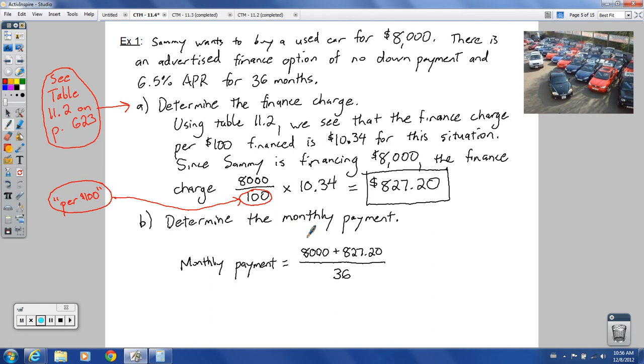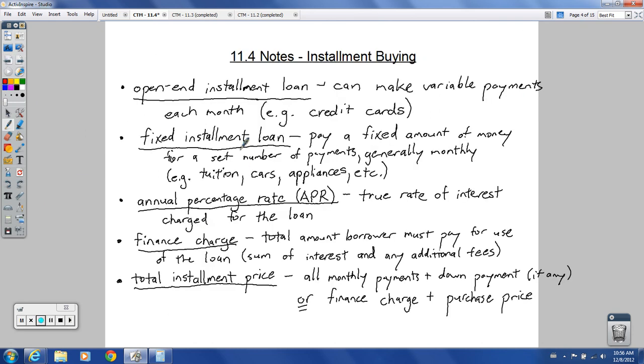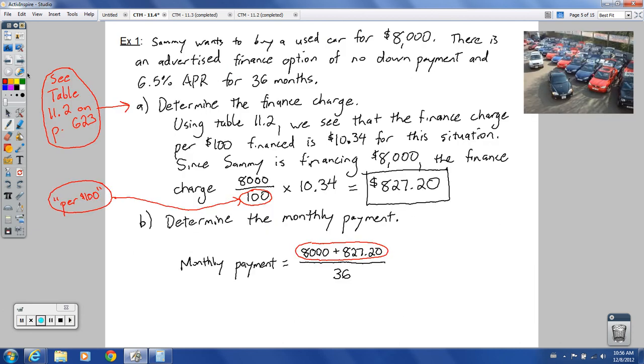And so right here, this is what I would call the total installment price. If we go back to our definitions, the total installment price here is all monthly payments plus the down payment, or the finance charge plus the purchase price. The purchase price was $8,000. Finance charge was the $827.20. So this is the total installment price.